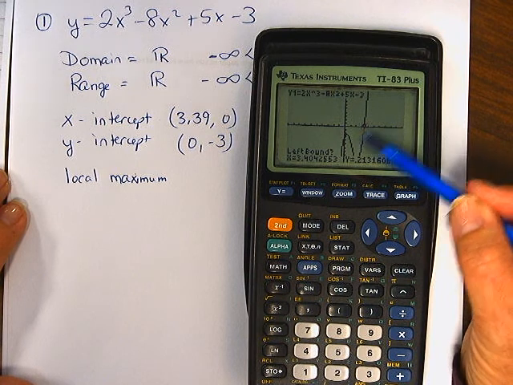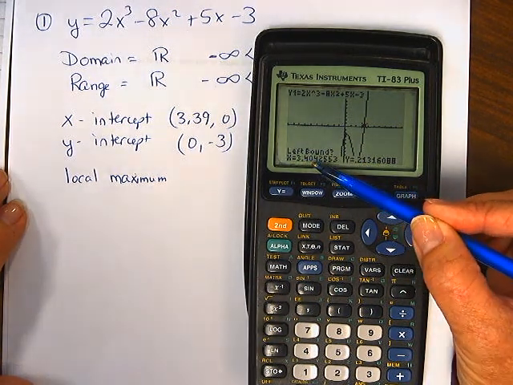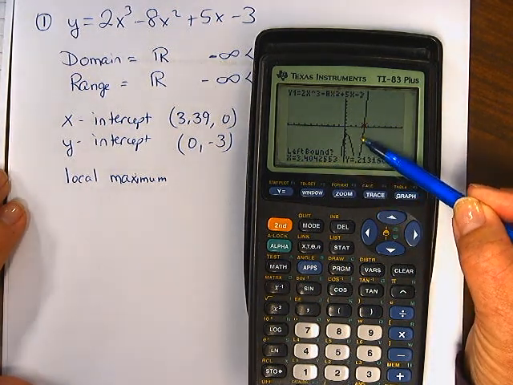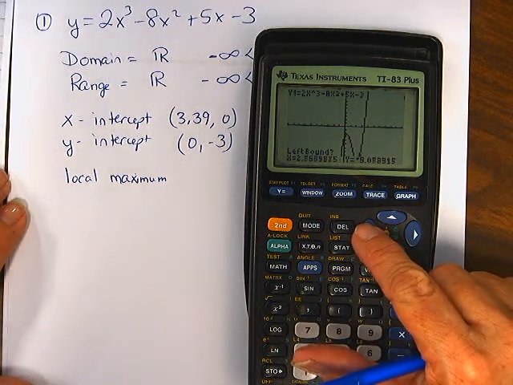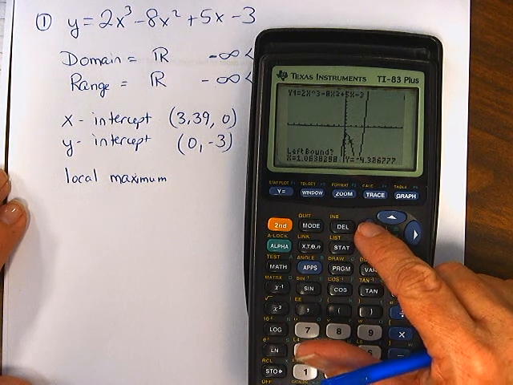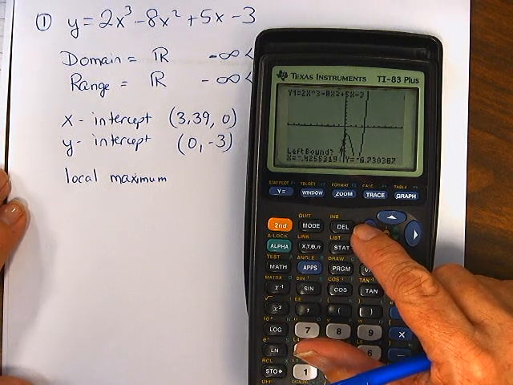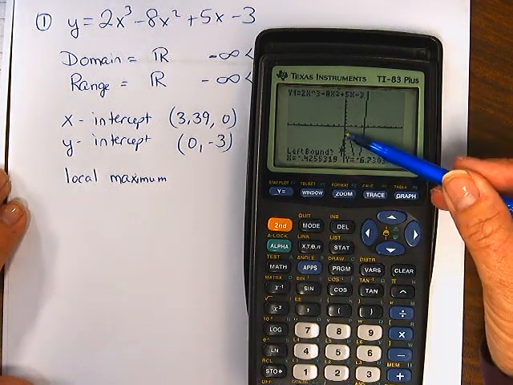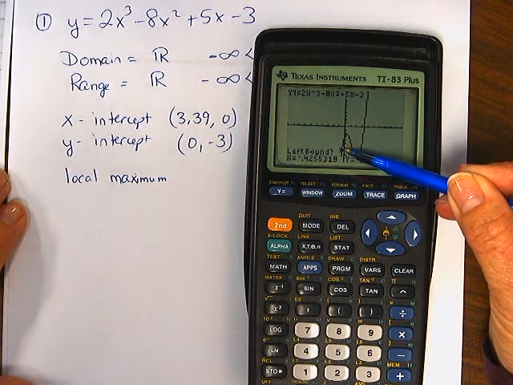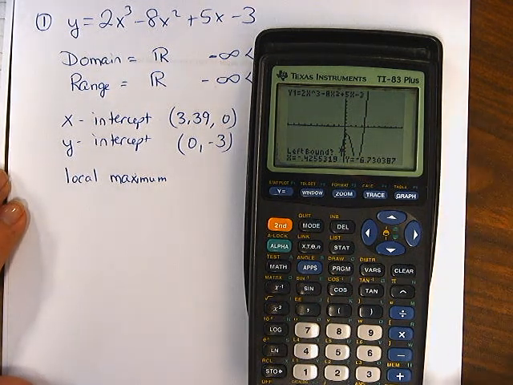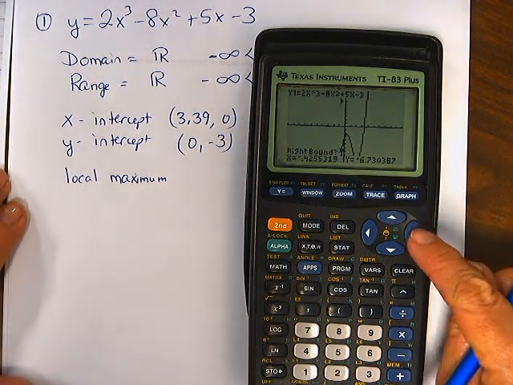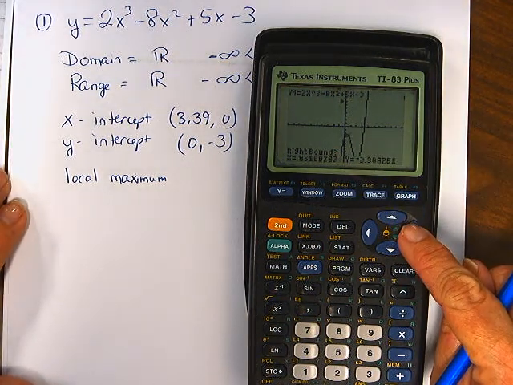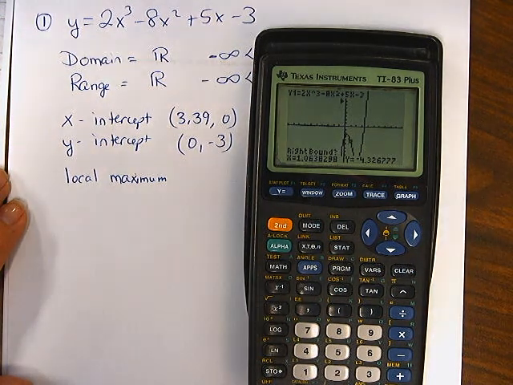And to find it, the calculator is asking you for the left bound. So you need to move your cursor to the left side of the maximum. So again, we just back up over the maximum and then slightly below it. It doesn't matter how far below it you are, as long as you are below it. So you press enter once, and now it asks you for the right bound. So we need to be on the right side of the maximum. So there we go. We're on the right hand side. Press enter, and it'll ask you to guess.